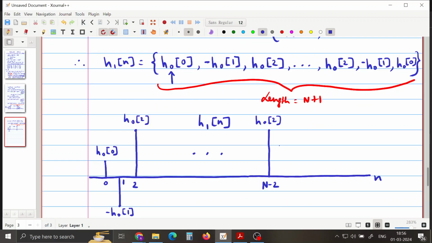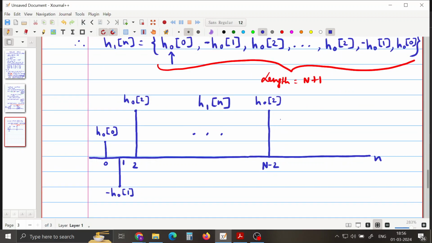All the alternating samples are just flipped. So at n minus 1, we'll have a flip. So this would go somewhere here. So this is again minus h naught of 1. This is at the index n minus 1. And finally at index n, we again have h naught of 0. Okay, great. So this again, you see, is indeed satisfying even symmetry.